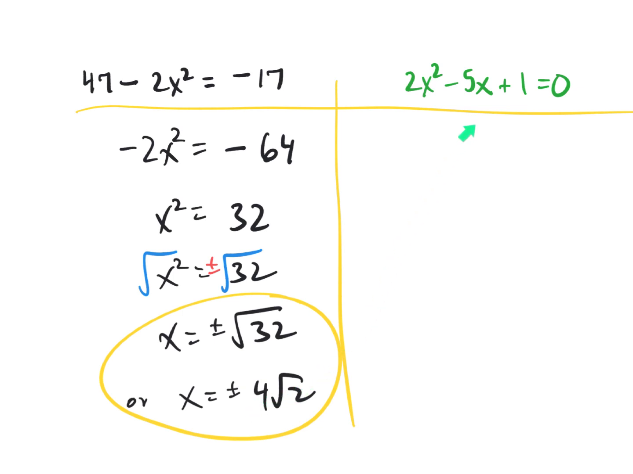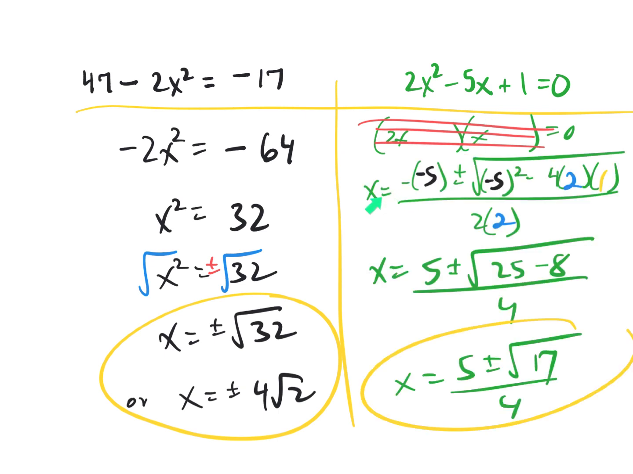How about on the right? Factoring doesn't work, so we're going to have to use completing the square or the quadratic formula. And we'll use the quadratic formula. So x is equal to the opposite of b plus or minus the square root of b squared minus 4 times a times c all over 2 times a. So we end up with 5 plus or minus the square root of 17 over 4.